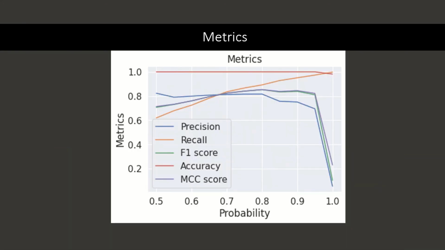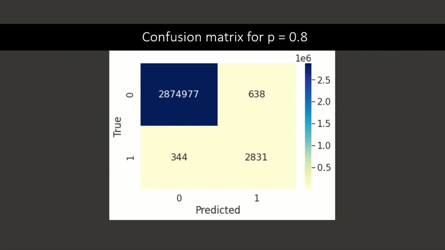Here are the results we got. To test the algorithm, we ran it for probabilities between 0.5 and 1. And we can see that the recall goes up with probability p, while the precision stays the same for almost all probabilities except for really high ones. Here is the confusion matrix for p equals 0.8. That's the probability that gave us the best F1 score.